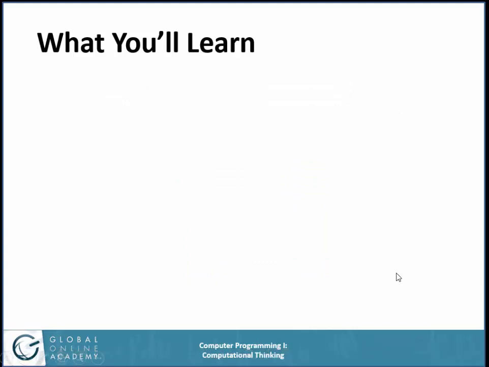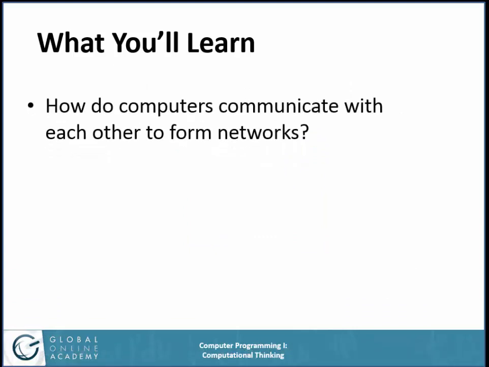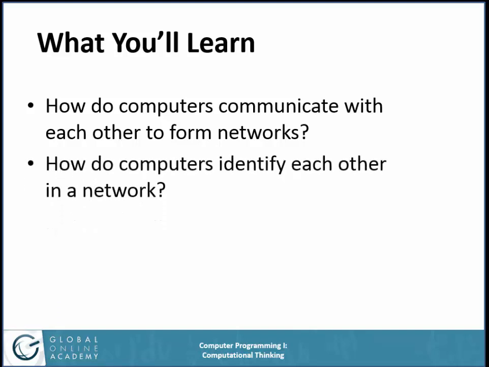So here's what you're going to be learning. How do computers communicate with each other to form networks? You've probably all heard about computer networks, but how do they actually get information from inside one computer to another? The first half of the semester we talked about one computer at a time and its CPU, its memory, its storage, and so on. How does stuff get from one computer to another? How do computers identify each other in a network? You might imagine that, let's say, all of your cell phones or all of the computers of you and your friends at school are on a network. How do they tell each other apart?